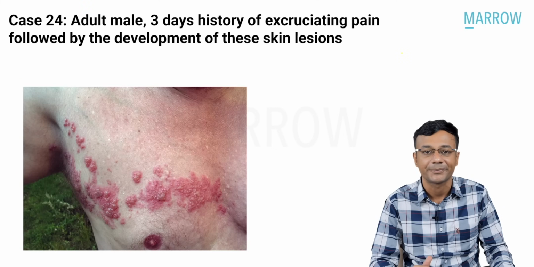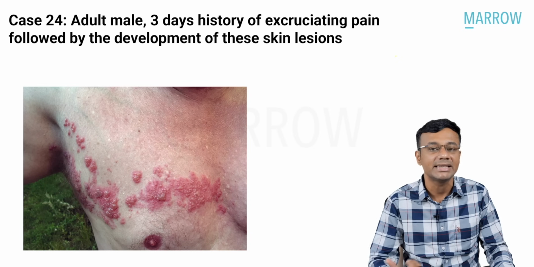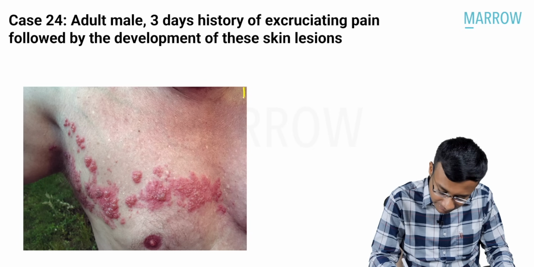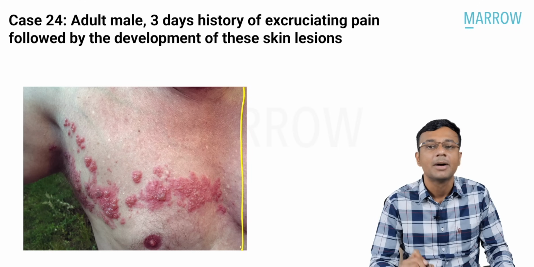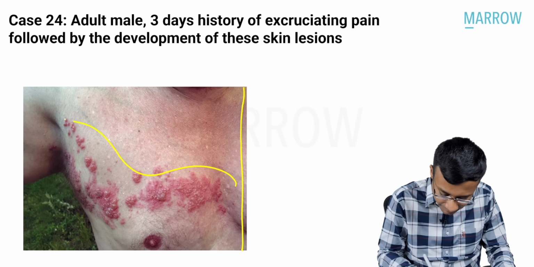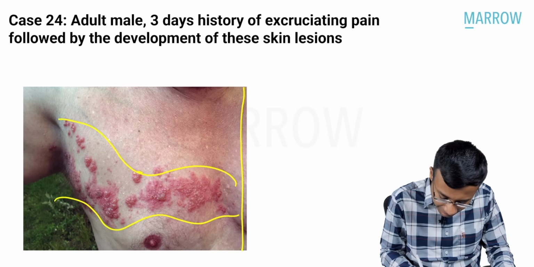fever blister. Next is a case of an adult male who presents with 3-day history of excruciating pain followed by the skin lesions. When we look at the skin lesions, we see 3 things. Point number 1, the lesions are unilateral. Point number 2, the lesions are dermatomal. Point number 3, painful grouped vesicles on red base.